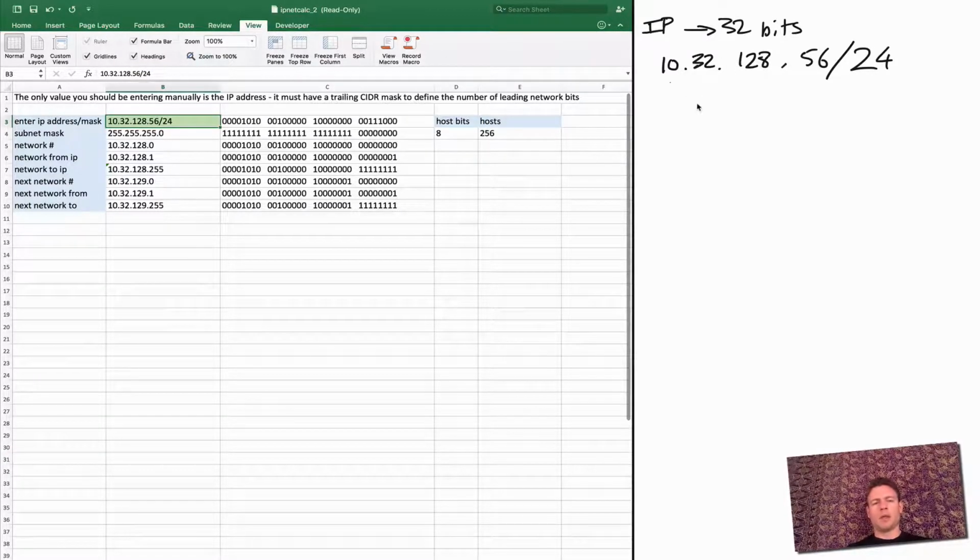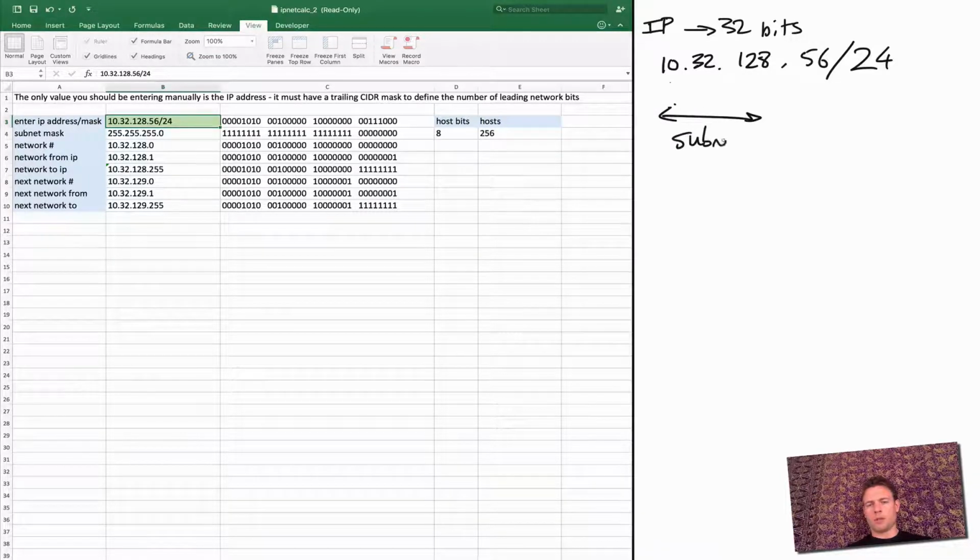Because CIDR notation basically replaces the whole concept of subnet masks. Essentially, all you need to do is specify a slash and then a number on the end between 1 and 32, I guess, and you wouldn't go all the way up to 32, so 1 to 31. That defines how many bits are actually used to represent the subnet, and then the remaining of the 32 bits are used to represent the host. So every IP address, as you may know, has a certain number of bits that are the subnet, and then the remaining bits define the host number within that subnet, right?